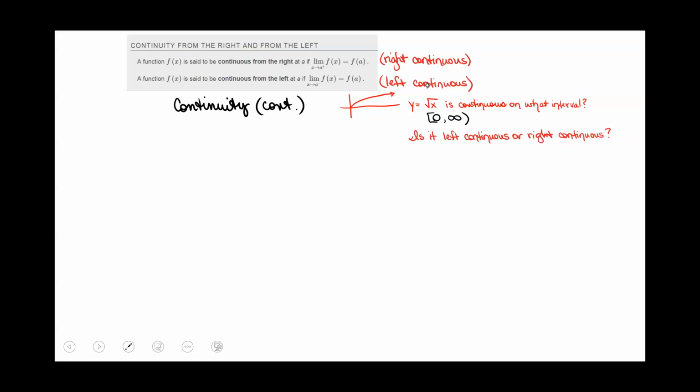Then we want to look at, is it left or right continuous? Well, if you'll notice, as we're approaching this from the right-hand side, the limit from the right is the same thing as f of 0. And so it is right continuous because the limit from the right is the same thing as f of 0. We get 0 for both of those values.